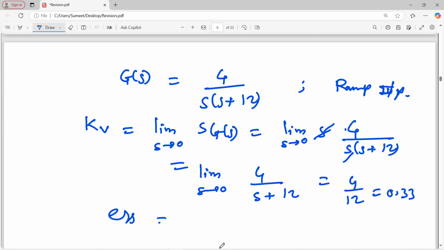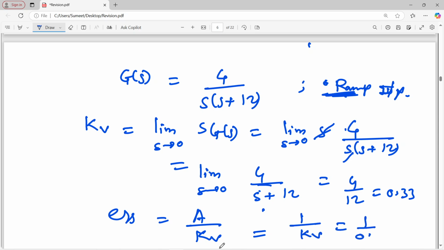Then the steady state error will be A upon Kv, as again the input is unit ramp input. If the input is mentioned as unit ramp, then in that case we will take the A value as 1, so it comes out as 1 upon Kv. The Kv value is 0.33, so 1 upon 0.33 is the steady state error answer. Okay, thank you.